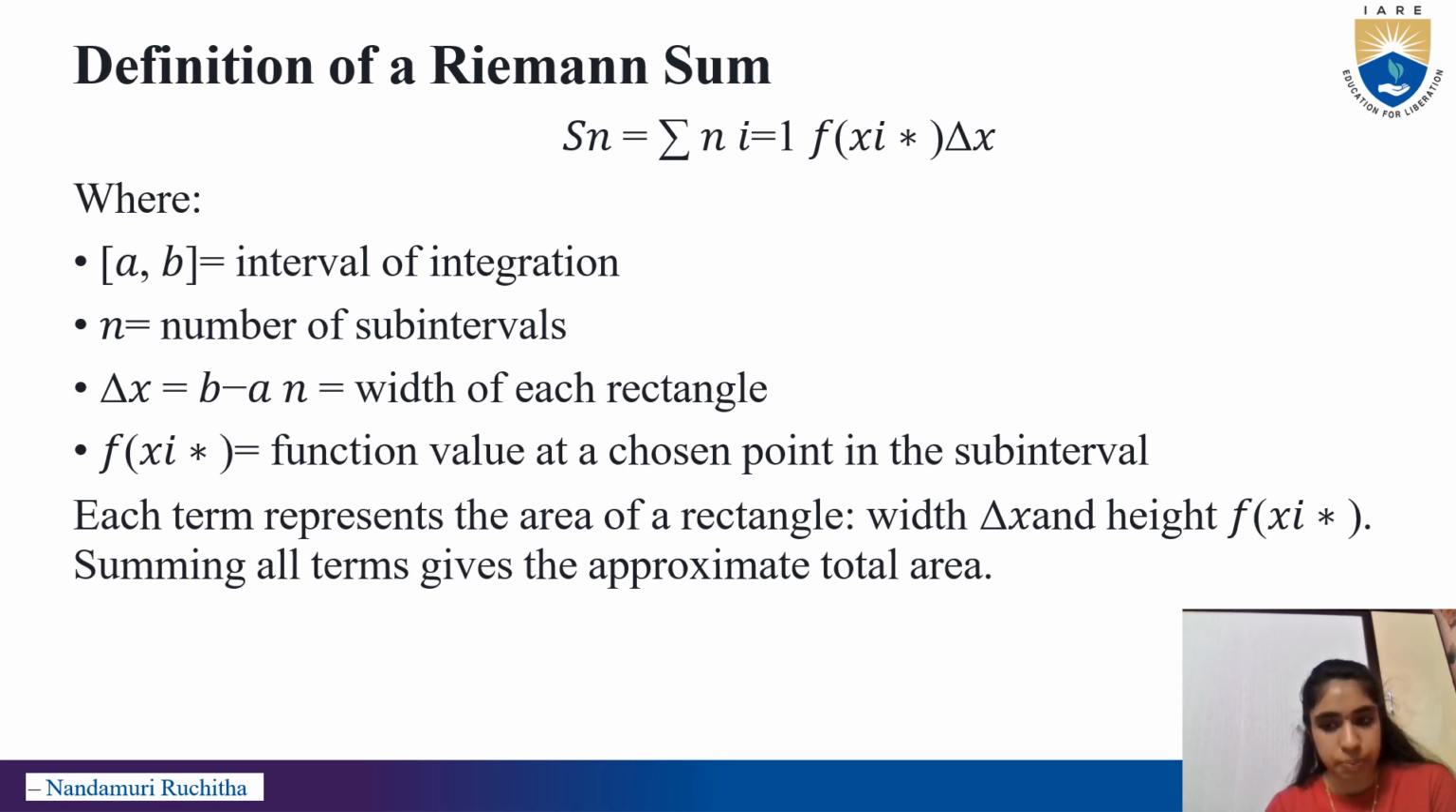Definition of a Riemann sum. Sn = sum from i = 1 to n of f(xi*) times delta x, where [a, b] is the interval of integration, n is the number of subintervals, delta x is the width of each rectangle, and f(xi*) is the function's value at a chosen point in the subinterval. Each term represents the area of a rectangle with width delta x and height f(xi*). Summing all terms gives the approximate total area.